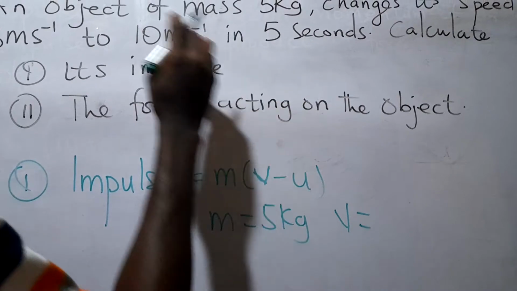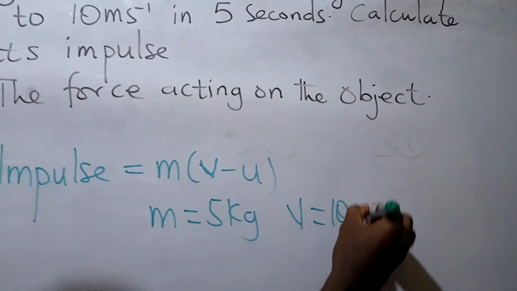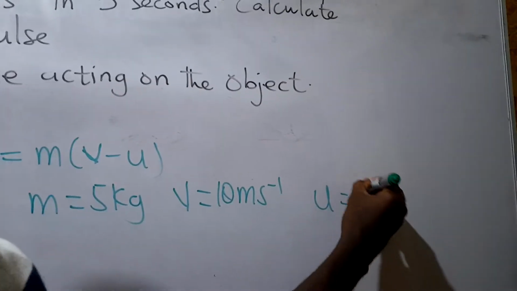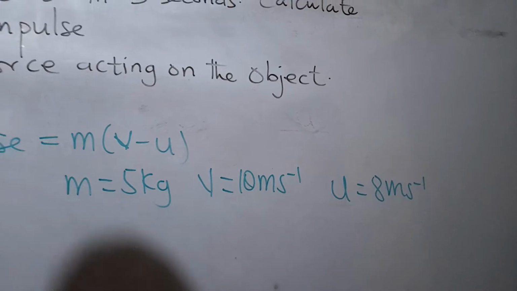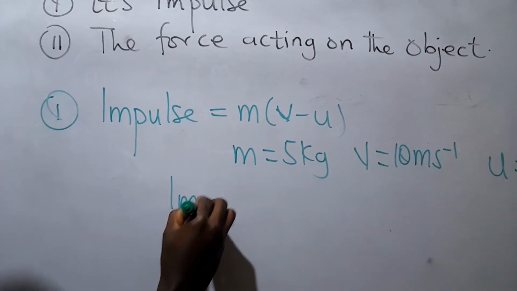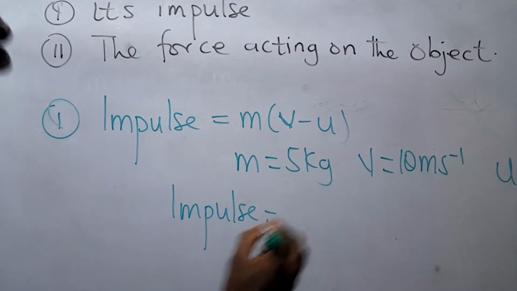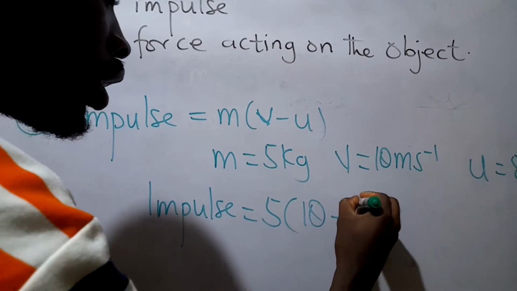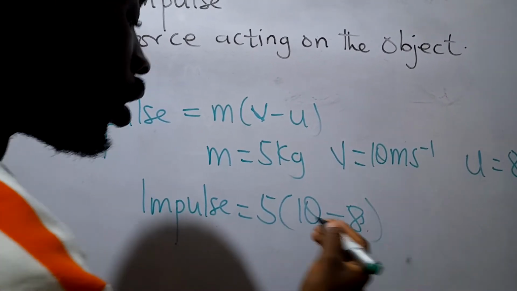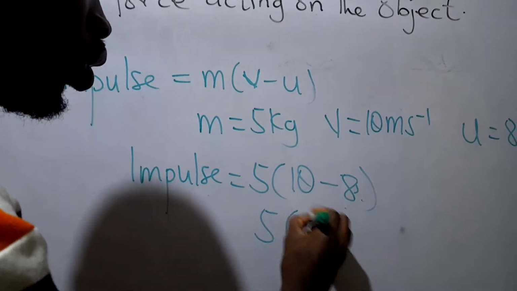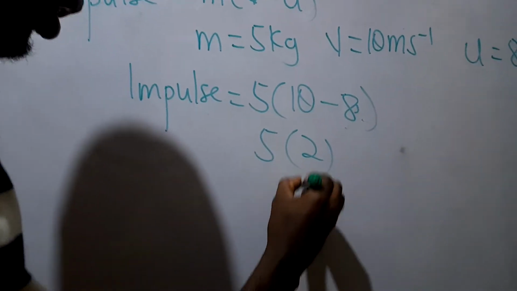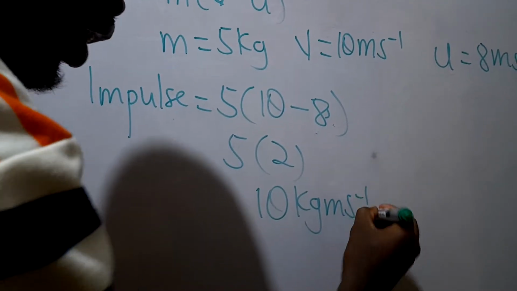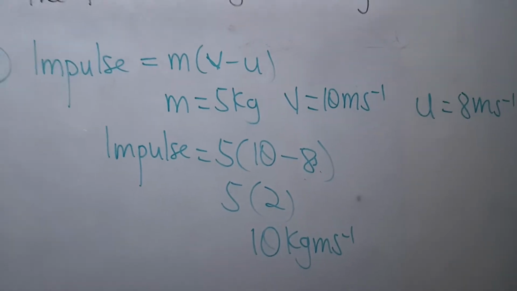The final velocity is 10 meters per second, and the initial velocity is 8 meters per second. So the impulse will be equal to the mass, which is 5, times the final velocity minus the initial, 10 minus 8. 10 minus 8 is 2, and 5 times 2 will be 10. So the impulse is 10 kilogram meters per second. Now, that's the first aspect.